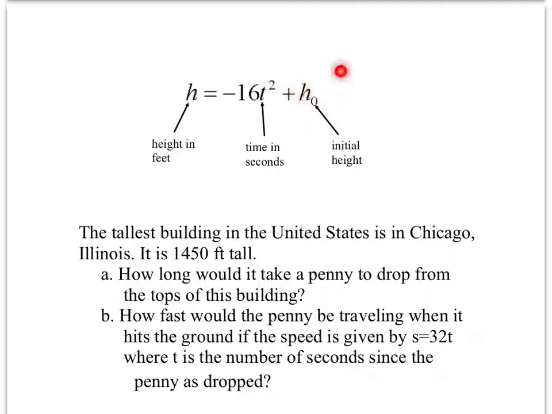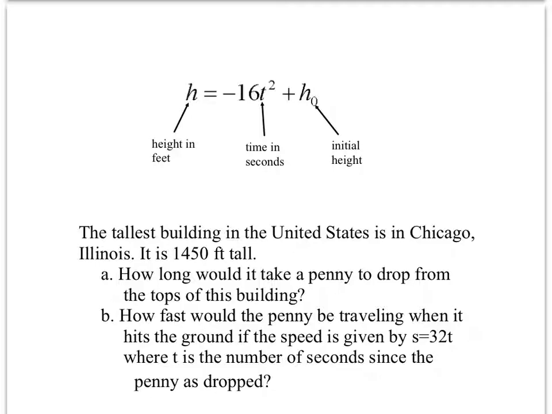And then h naught, that h subscript 0. That's our initial height. Where does the object start? Is it a rocket that's being shot in the air and so it starts at 0? Or is it something falling off a building and so it starts at 400 on the top of a big building? So it all depends on what your initial height is. All right, so let's look at this. Oh, by the way, it's always in feet here.